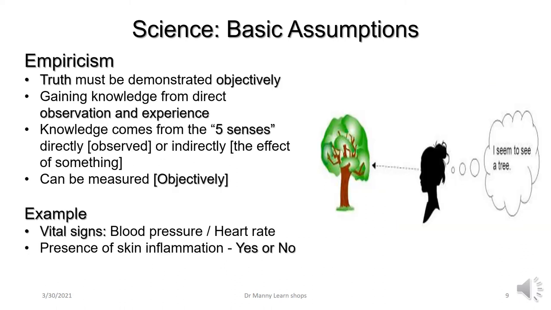So again, if we go back to the basic assumptions related to science, we look at empiricism. Empiricism is about truth, and truth has to be demonstrated objectively, according to science. Empiricism gains knowledge, as we already said, from direct observation and experience. The knowledge comes from your senses, your five senses. It's directly observed, or it can be indirectly observed, the effect of something. The important thing is, it can be measured. It's objective. An example would be vital signs. You can objectively determine what your blood pressure is, your heart rate. Can you determine objectively the presence of skin inflammation? Maybe, yes or no. What you see is what you see, and you see it objectively.